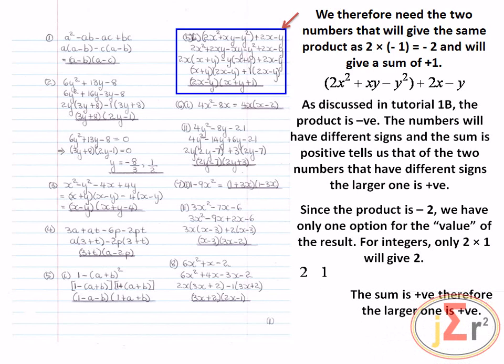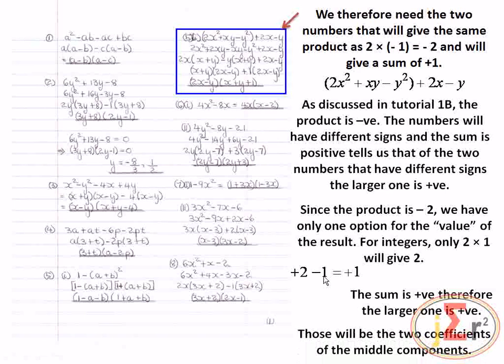They have to have different signs. Do not forget that the product is negative, therefore they have to have different signs. But the sum is positive, so the larger one has to be positive. So we have a positive 2 minus 1 is a positive 1, and that will be the coefficient, of course, that we have already as the coefficient of the middle term. But the two middle components will have coefficients positive 2 and negative 1. So those will be the two coefficients of the middle components.